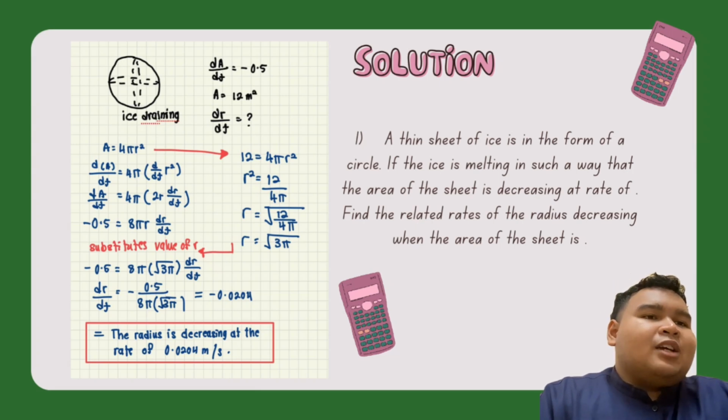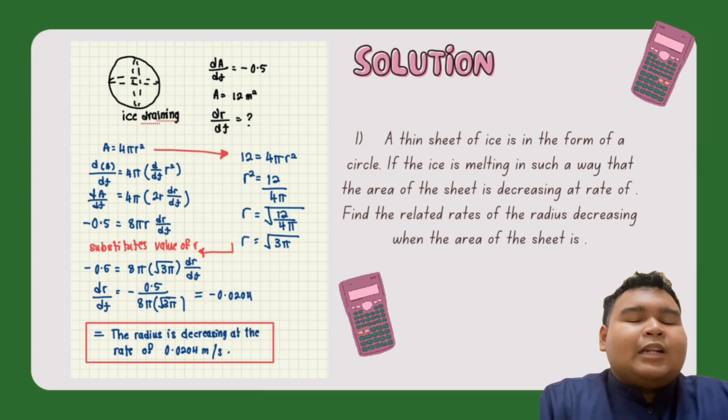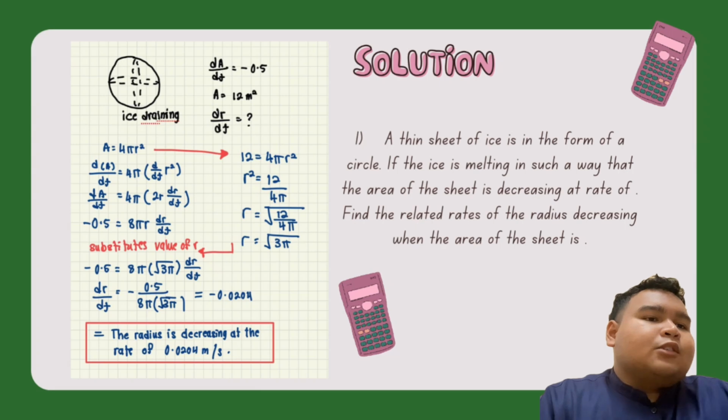From the formula, A equals 4 pi r square, substitute the value of A: 12 equals 4 pi r square. So r is going to be the square root of 3 over pi. Now we can substitute the value of r in the differentiation and solve for dr/dt. Substitute the value of r: negative 0.5 equals 8 pi times square root of 3 over pi times dr/dt.